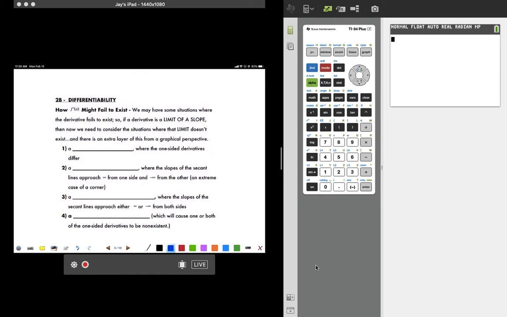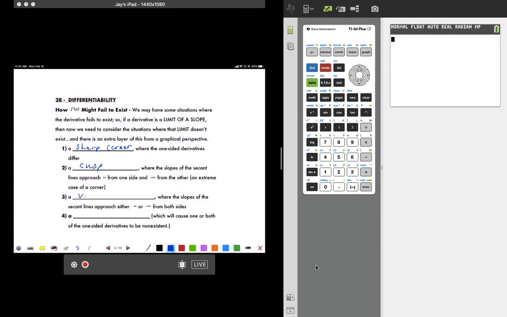And some of those situations on the graph might look like this. We have a sharp corner, and that is where the one-sided derivatives differ. Another situation, we could have a cusp, where at least one of the one-sided derivatives approaches infinity or negative infinity from one side, and the other one either approaches a number or also approaches infinity. It's kind of like an extreme case of a corner.